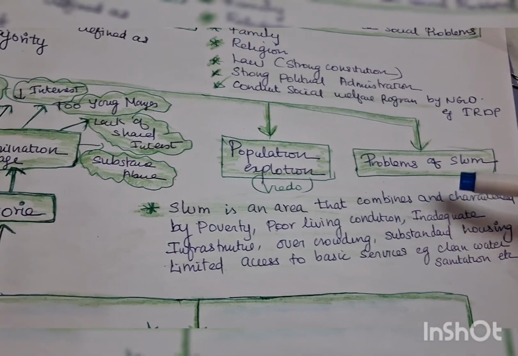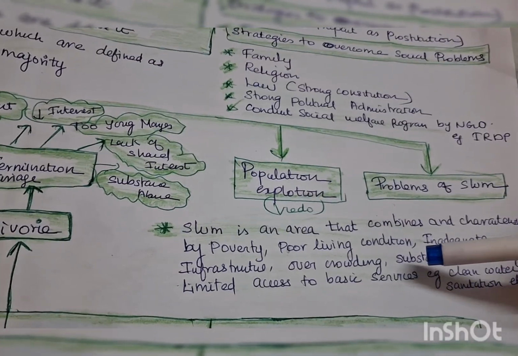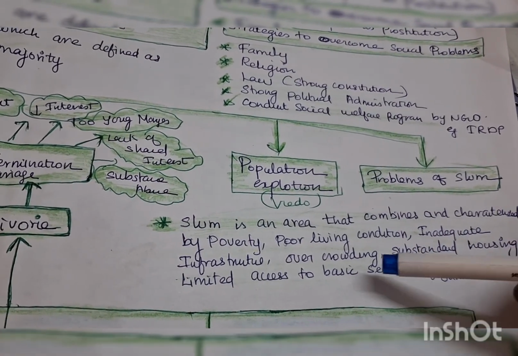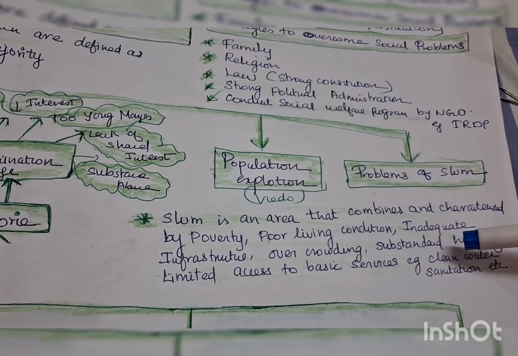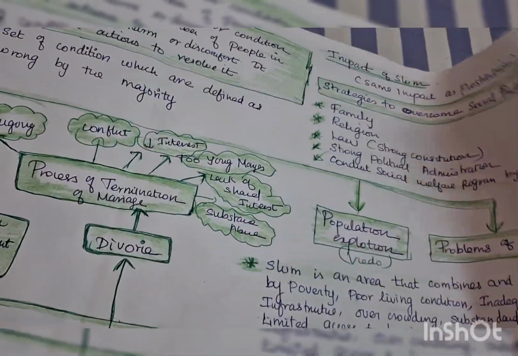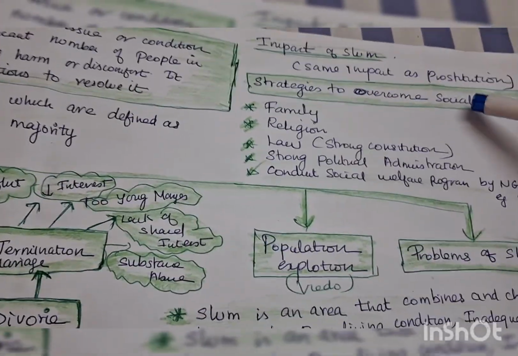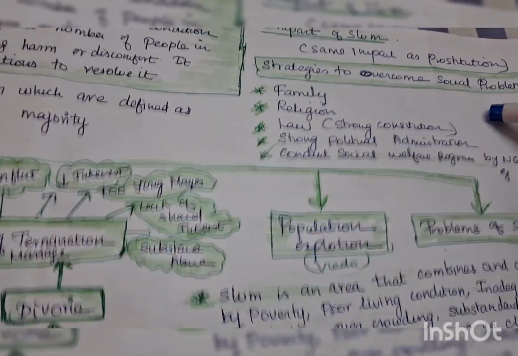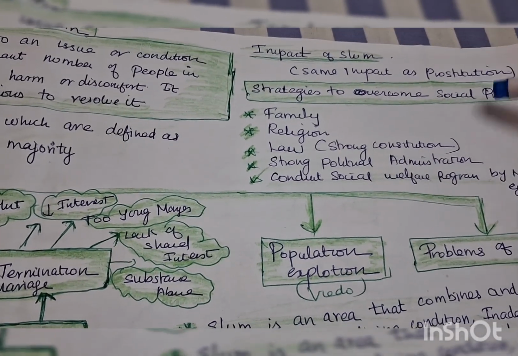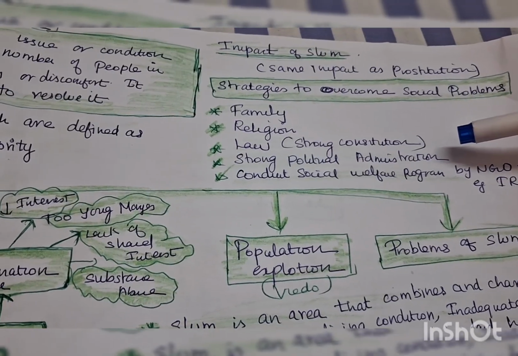So a slum is an area characterized by poverty, poor living conditions, inadequate infrastructure, overcrowding, substandard housing, limited access to basic services. What are basic services? Cleaning, water, sanitation, nothing will be there. No proper toilet, no proper bathroom. Everything in one. Okay. What is the impact of living in the slums? As I told you, they cannot meet basic needs, so they will go for prostitution to fulfill them. Then what will happen? HIV and other diseases will spread among some people.